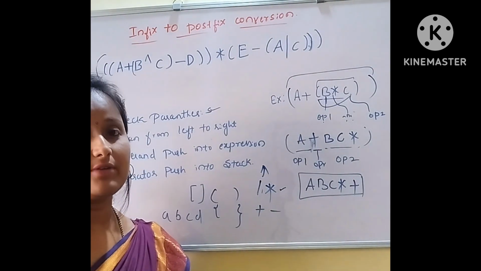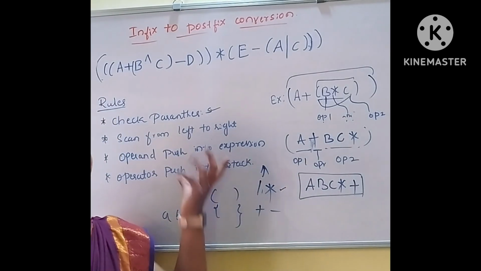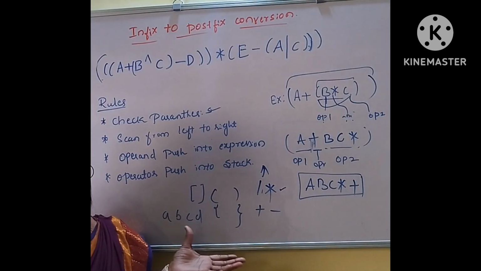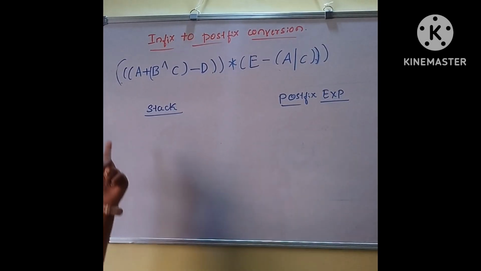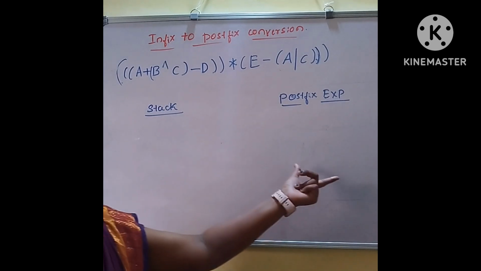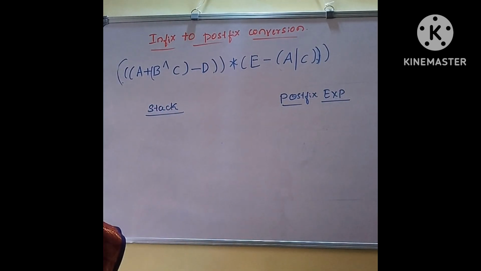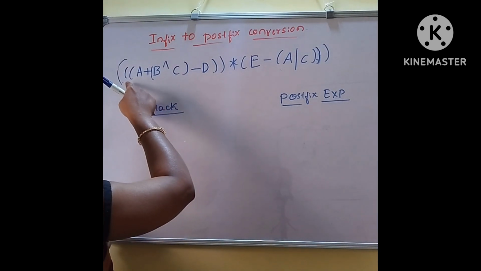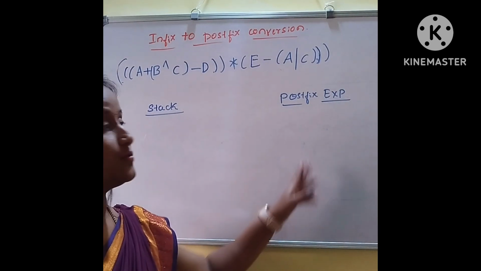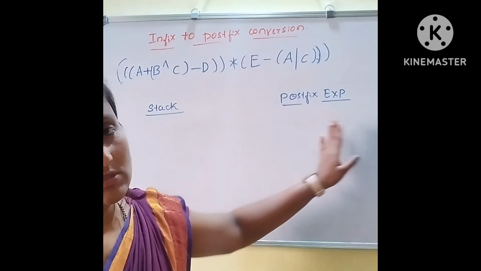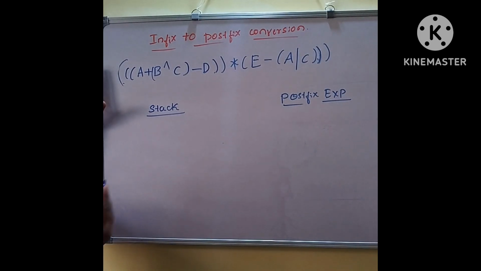This is a small example I have taken, but when you go to split a long expression, you have to apply some set of rules. According to that, we have to solve it. Okay, let's solve this expression. I have divided it into two parts. One is for the stack, another part is the postfix expression, because I am converting infix to postfix here. When you get any operators, we just push them into the stack. When you get any operands, you just push them into the postfix expression. That was the rule as I told before. Now start from left to right.